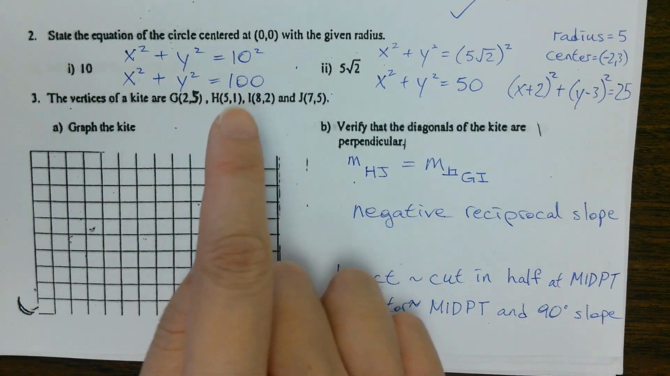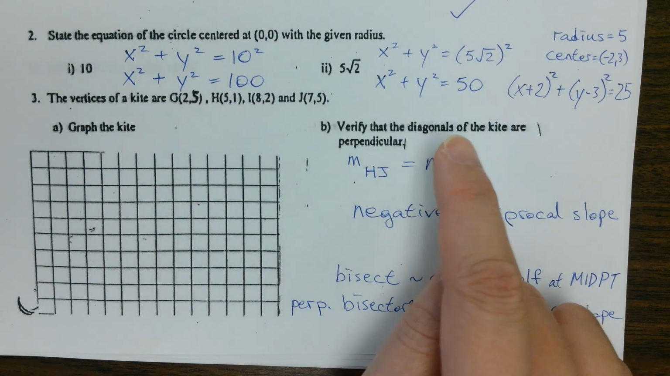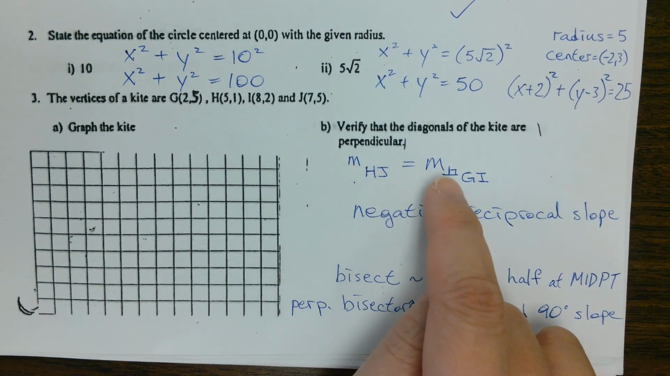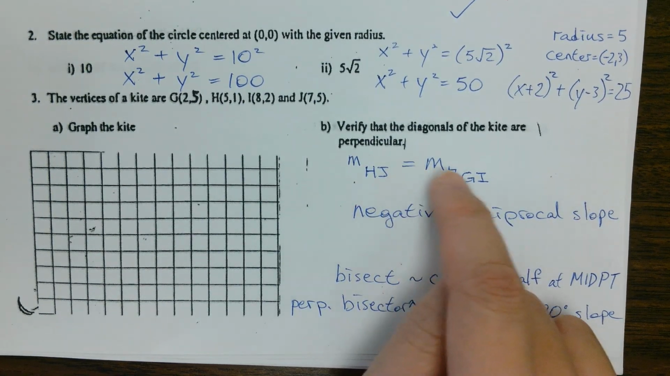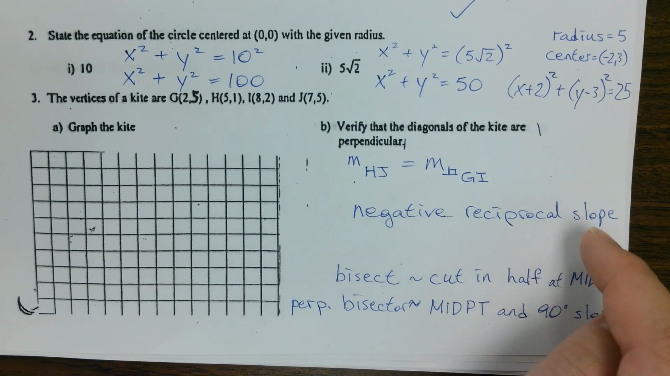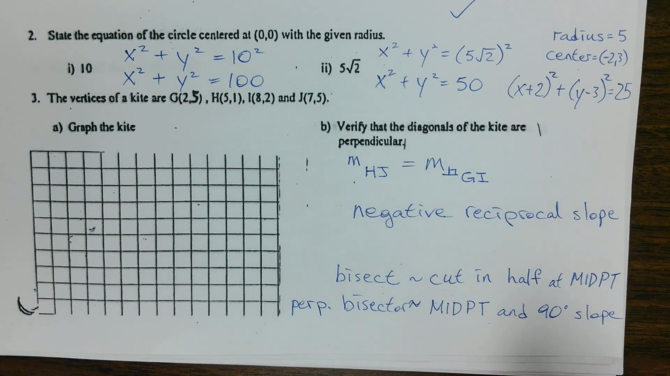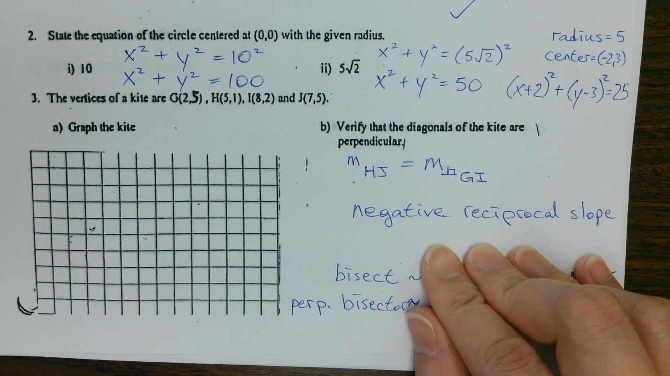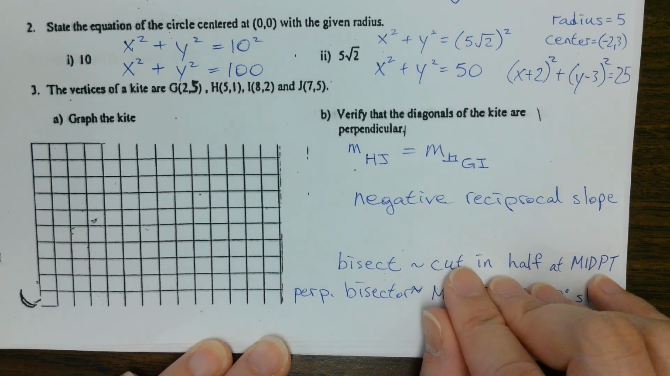Okay, so given this kite, verify that the diagonals of the kite are perpendicular. So you just have to compare the slopes of the diagonals, and if they are negative reciprocals, that means they are perpendicular. What does the word bisect mean? Cut it in half.